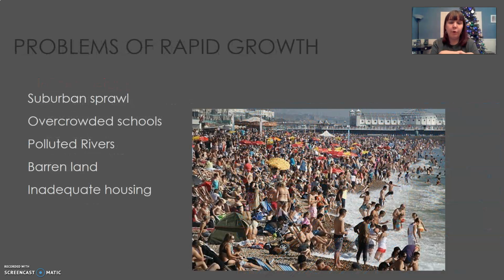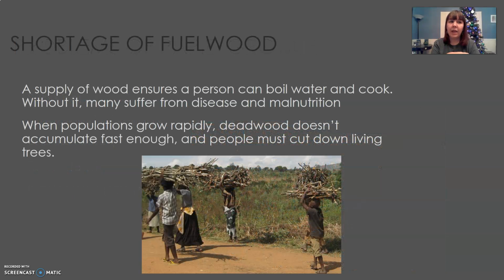So with rapid growth, whether it's to an area or whether it's global, we get suburban sprawl as people move out of an area and into the countryside. We get overcrowded schools and pollution. We get land that's been stripped of its nutrients and bulldozed up. We get housing that's inadequate. We've got expensive housing in very urban areas. And in the use of our resources, we can start competing for those. So that will eventually become a limiting resource.